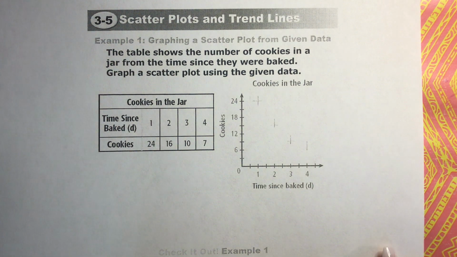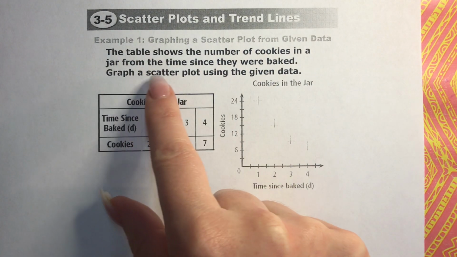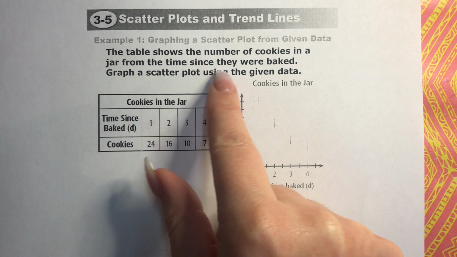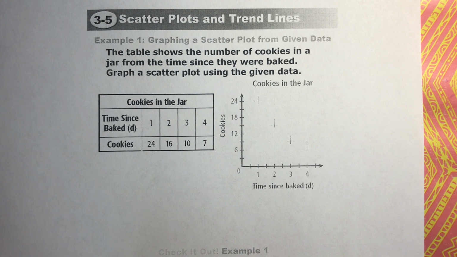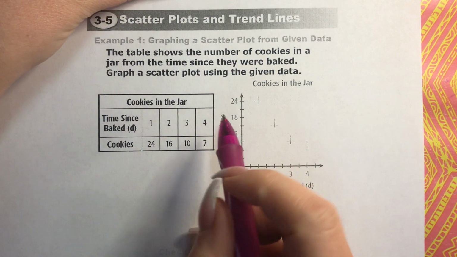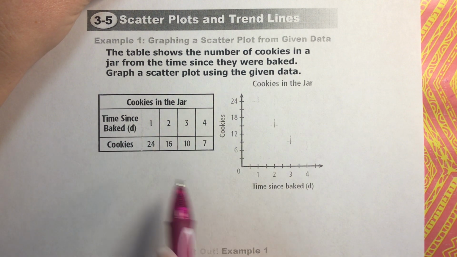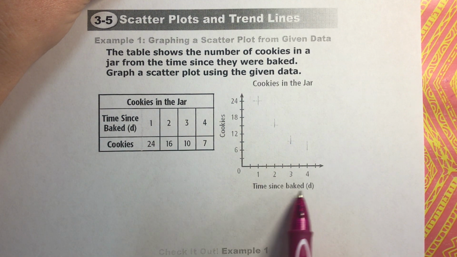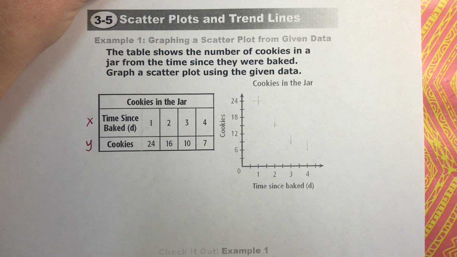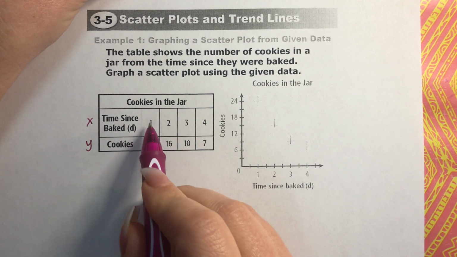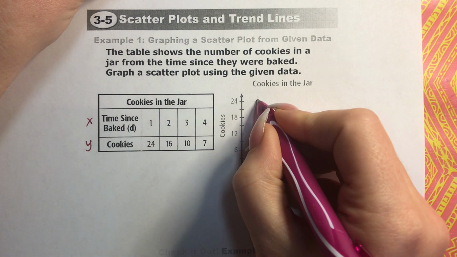So it says graphing a scatter plot from given data. The table shows the number of cookies in a jar from the time since they were baked. Graph a scatter plot using the given data. Okay, so we have time since baked, that's our X, and this is our Y, okay? And so we're just gonna graph these. These are ordered pairs. So the first one is 1, 24, so 24 is up here.